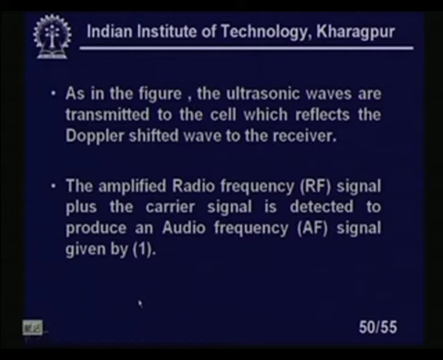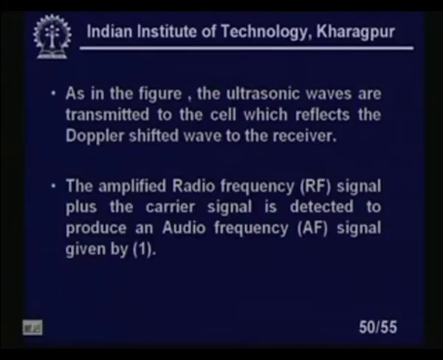The amplified radio frequency signal plus the carrier signal is detected to produce audio frequency signals. The basic principle is that of our heterodyne receivers. This classical method is actually utilized here also. AF signals are given by equation 1.